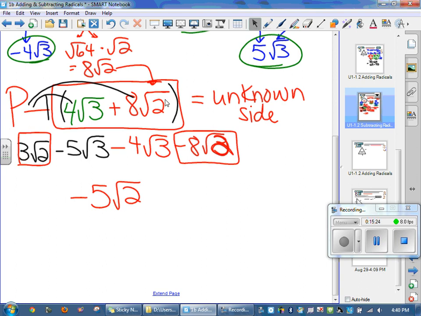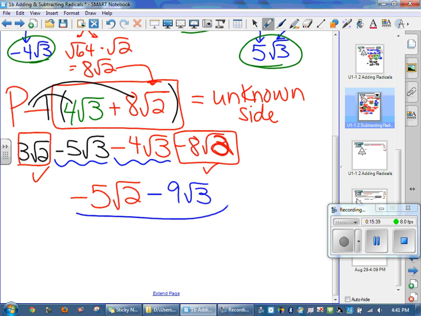I've got a negative 5 root 3 and a negative 4 root 3. Negative 5 plus negative 4 is a negative 9 root 3. This is my final answer for my unknown side. That is my unknown side length. Now, does it have to be written in that order? No. The negative 5 root 2 can be at the end. So I could write it also like this, negative 9 root 3 minus 5 root 2. Either way is correct. Let's move on to the next example.